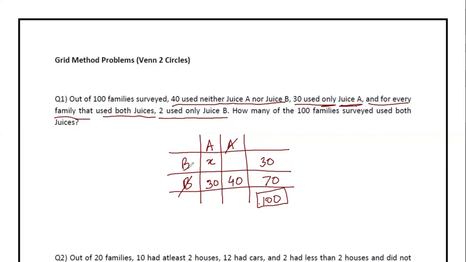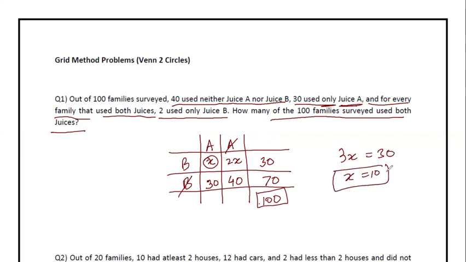So only juice B is families having B but not A. So this is 2x. And the question is how many of the 100 families surveyed used both juices? So x is what we need to find out. And we've got 3x, which is x plus 2x equal to 30. And that's it. X is 10. And I have solved my question.